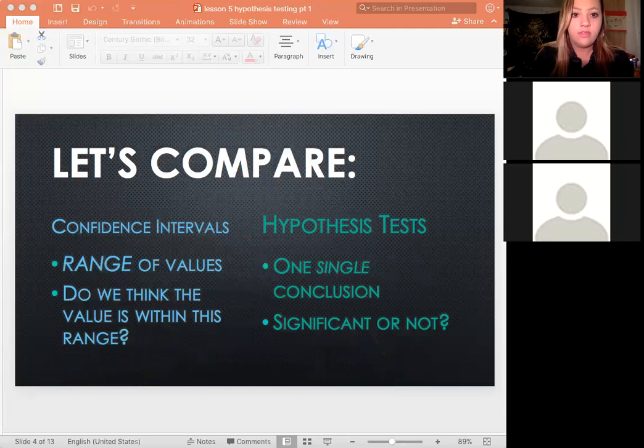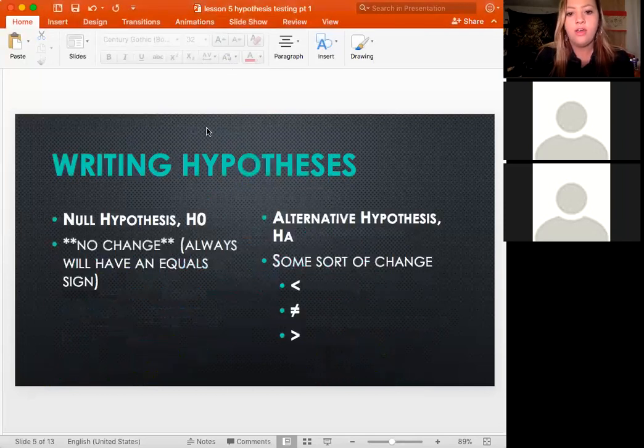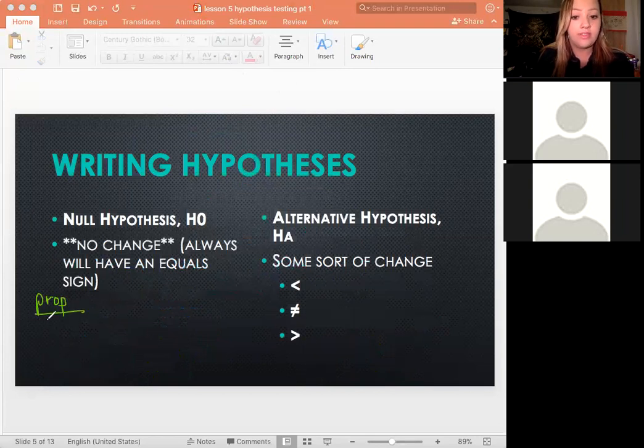So let's keep trucking. All right, so when you're writing a hypothesis, you have your null and alternative hypotheses. These are the two that you're basically trying to make a claim about. So your first claim is going to be talking about that there's no change in the data. So your null hypothesis is that there's no change. So basically, the only options for your null hypothesis is going to be H0, and then you're either going to have that P equals something, or that mu equals something. Because we always have an equal sign for our null hypothesis. That's just rule of thumb, because we're saying there's no change.